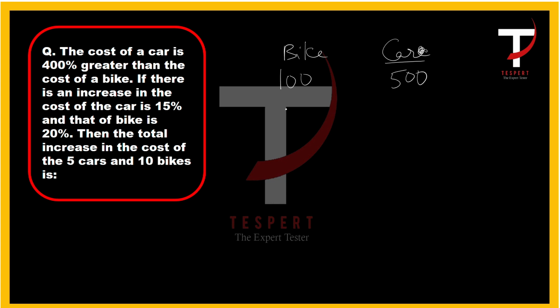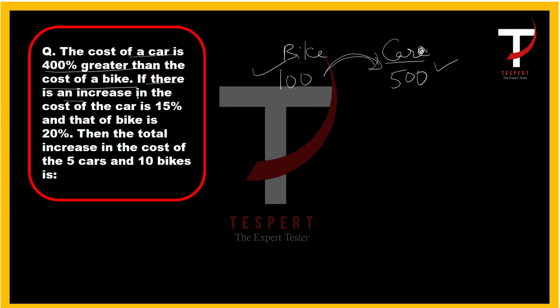So this will be 500 because the cost of a car is 400% greater than the cost of a bike. So if the cost of the bike is 100, then the car is 400% greater than that. So 400% of 100 plus 100, which is equal to 500, right? So this will be the cost of the car.